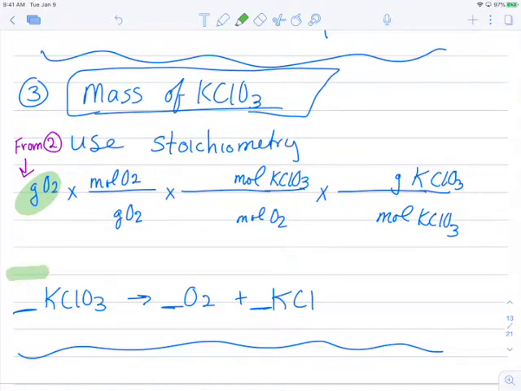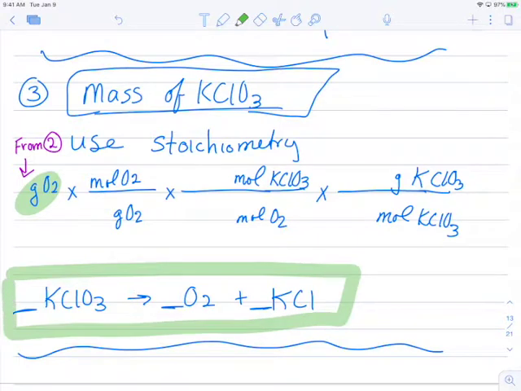In order to do this, you need a balanced chemical equation. I've given you a chemical equation, but it is not balanced, so I need you to balance this. So I'm going to put a note, balance first.